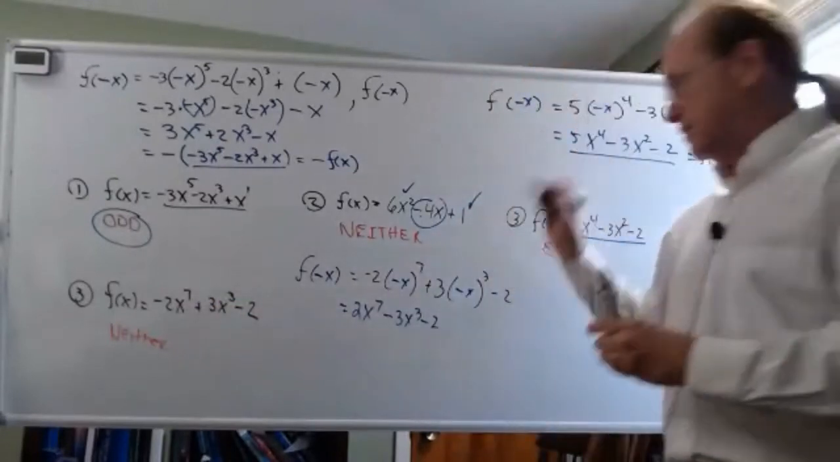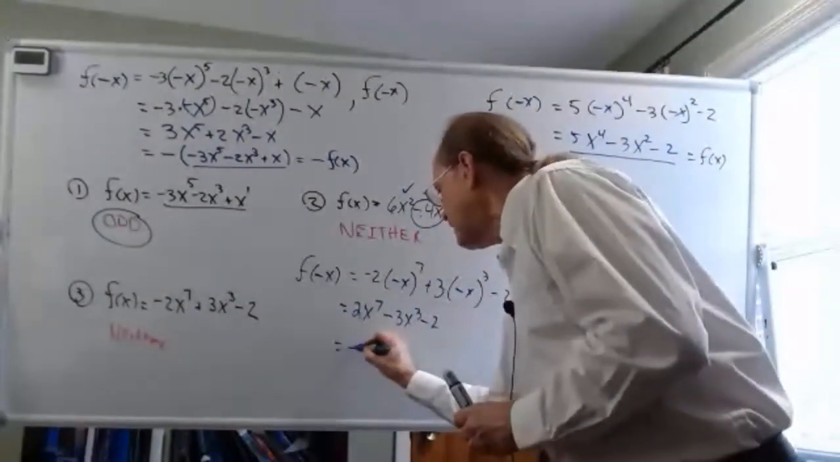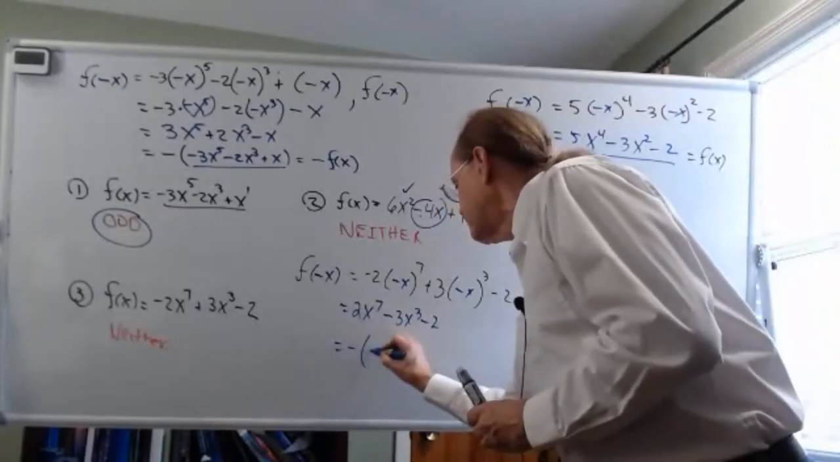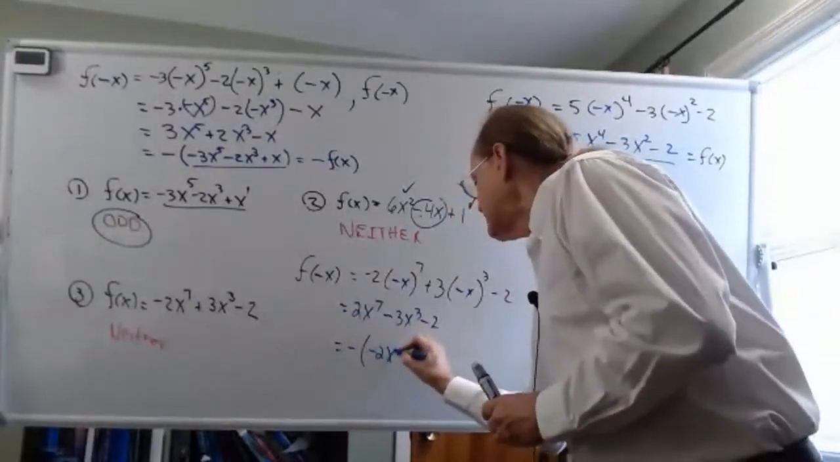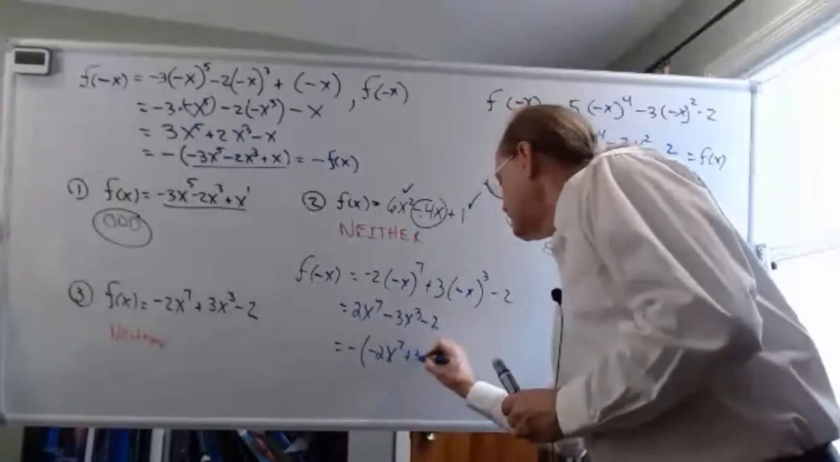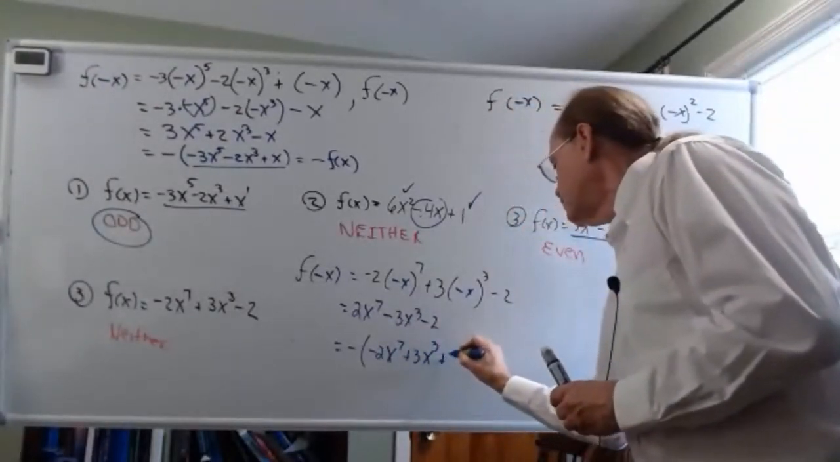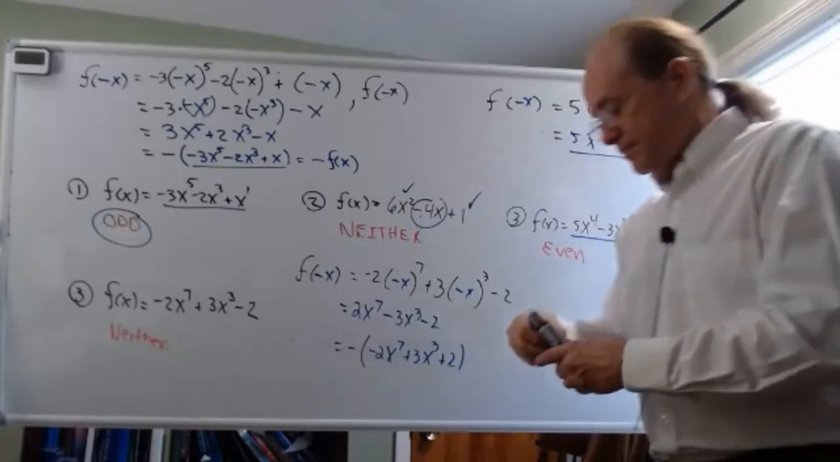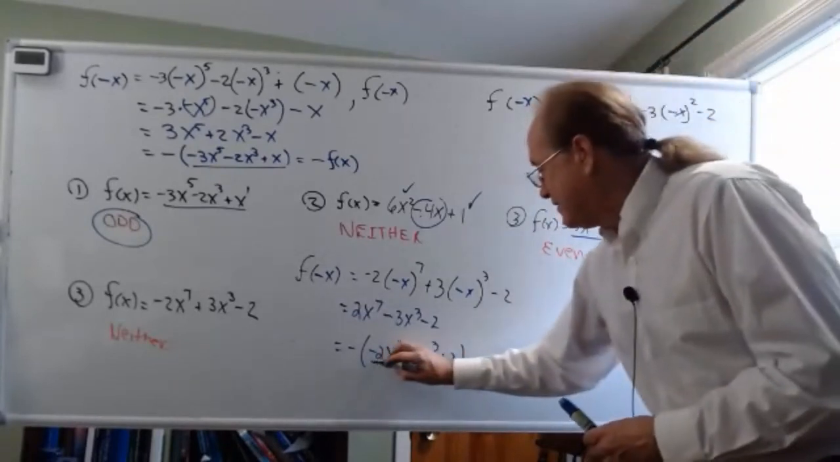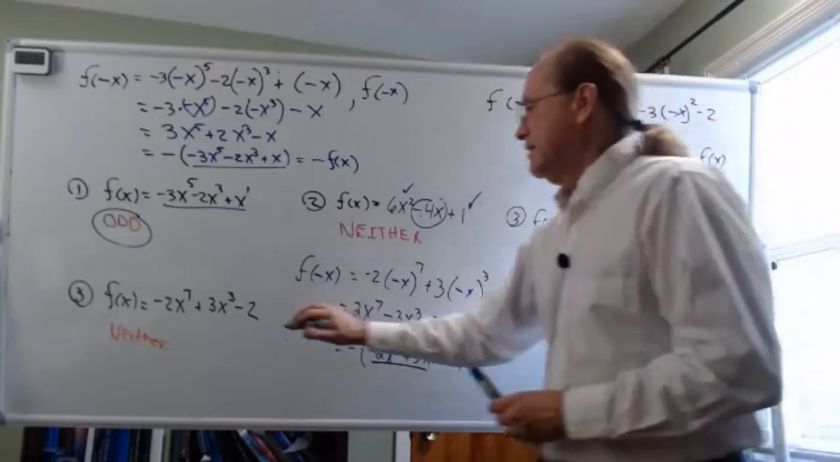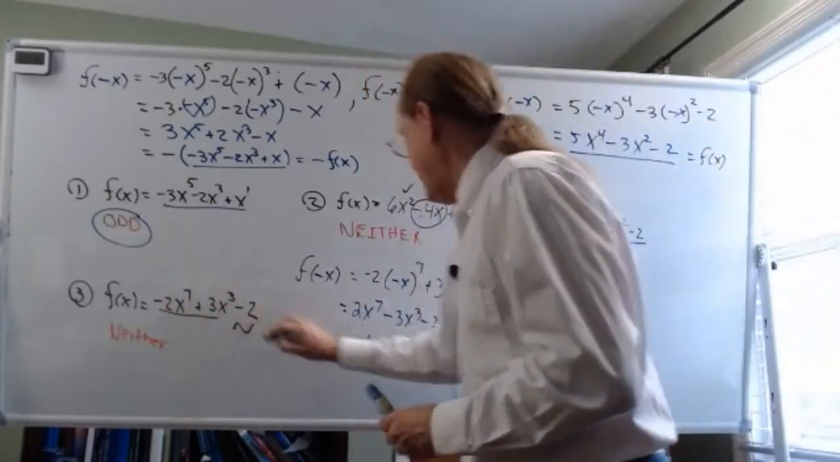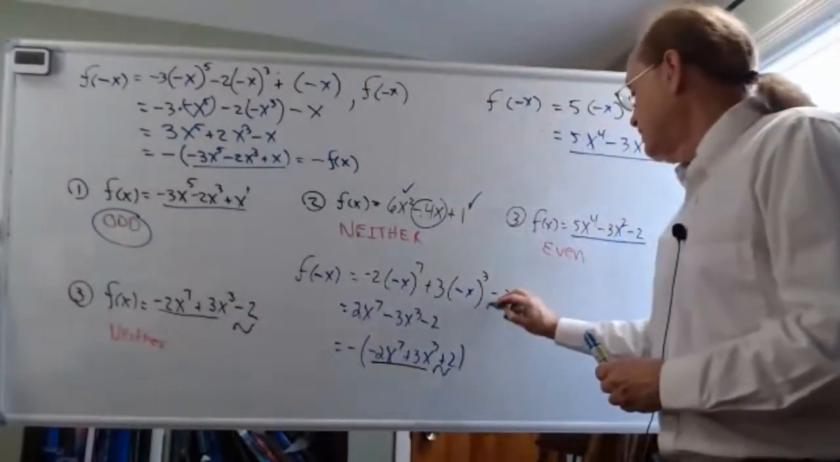Is it odd? So I test that. Pull out a negative in front of that. Yeah, negative 2x to the 7th plus 3x cubed. Well, here's the problem. Then I get a plus 2. This is the same as this, but that is not.